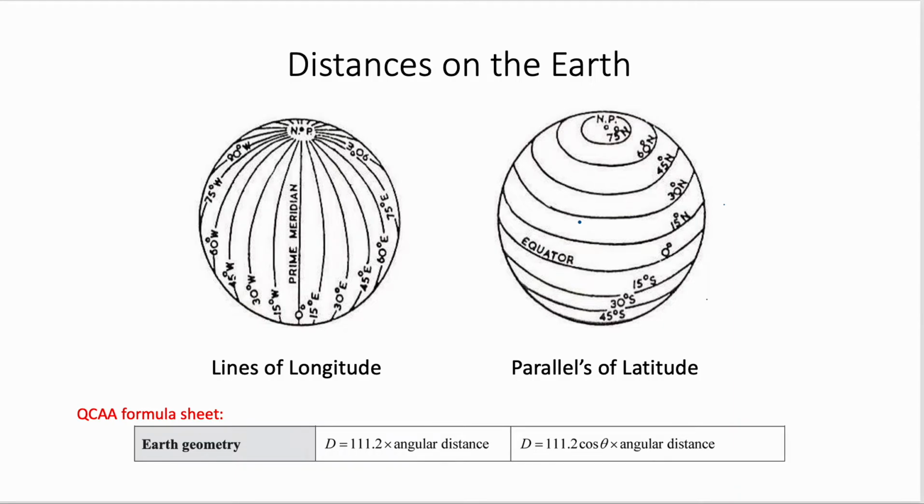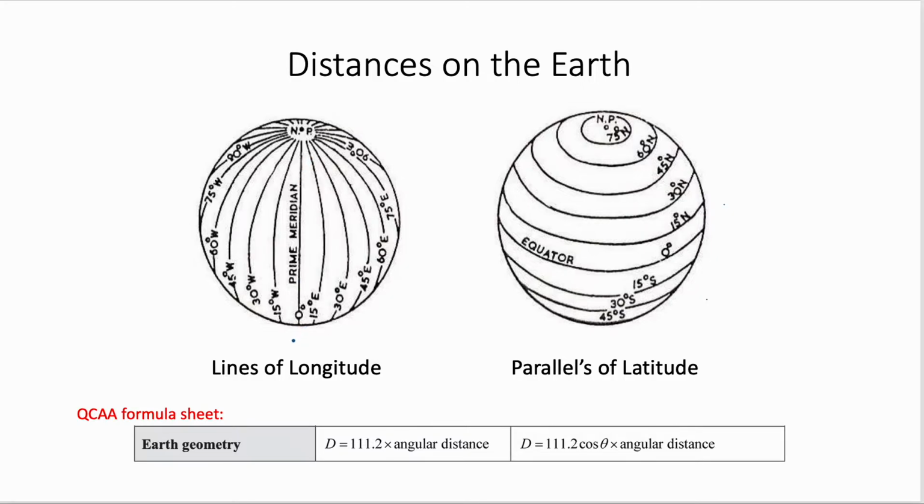Today this video is going to take you through some Earth geometry, and in particular how to find distances on the Earth. Now, before we start actually calculating distances, what you need to remember is the difference between the longitudes and the latitudes. So remember that your lines of longitude run from the North Pole down to the South Pole. They're all called great circles, and the 0-degree longitude is called the prime meridian.